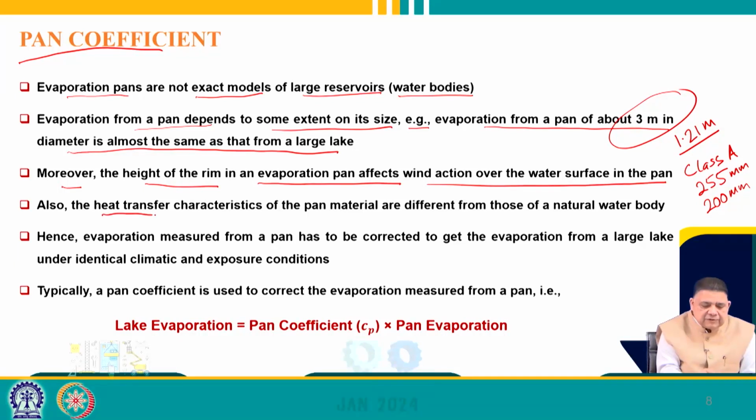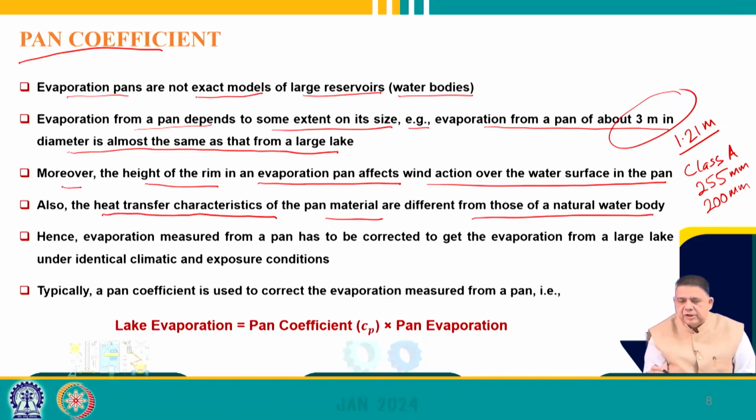Also, the heat transfer characteristics of the pan material are different from those of the natural water body. We saw that we either use a GI sheet or a copper metal or tin coated copper. So, some kind of metal we use for fabricating these evaporimeters. Obviously, their heat transfer characteristic will be different from a natural water body. So, that also affects the evaporation value which we get.